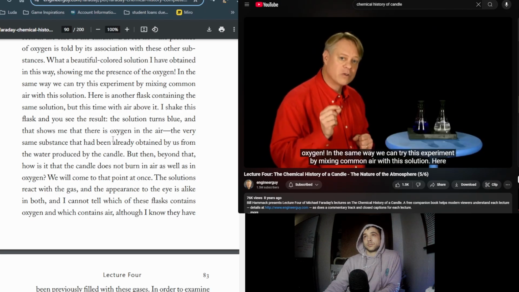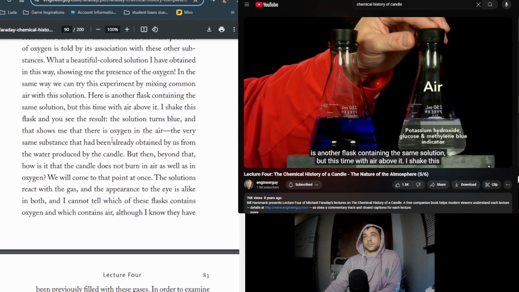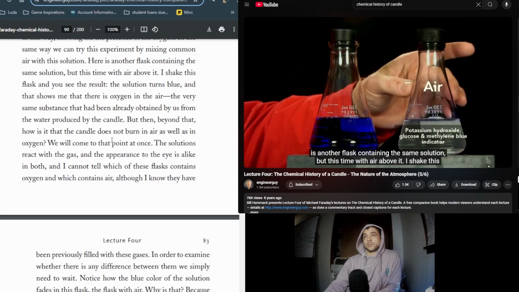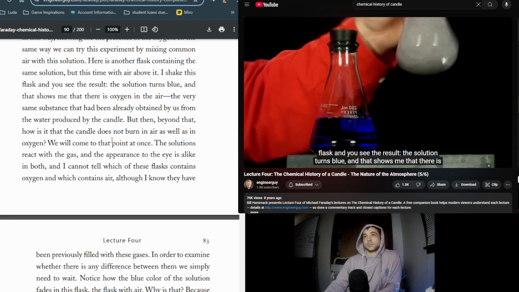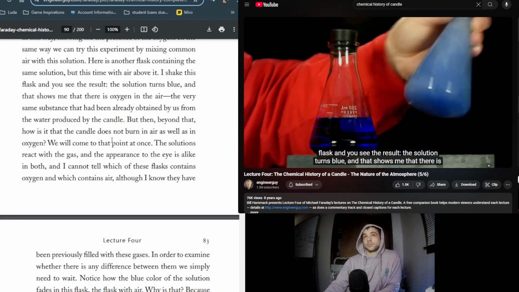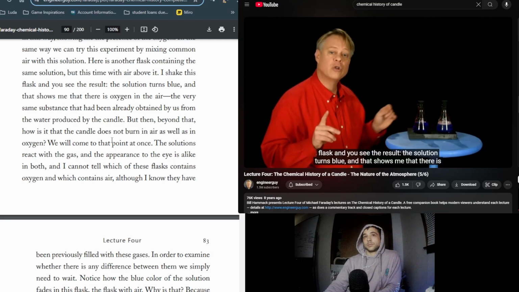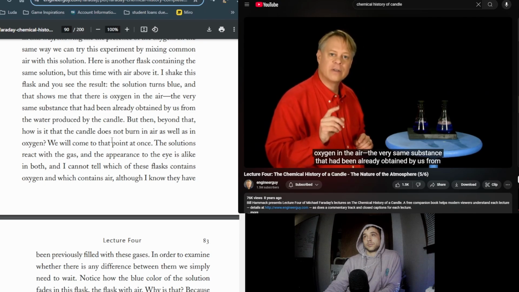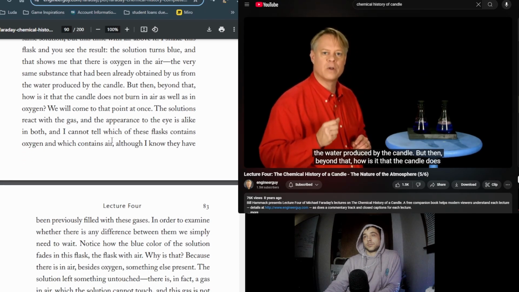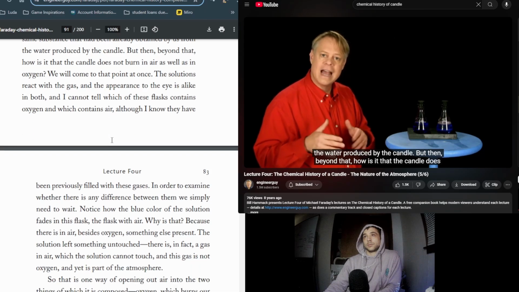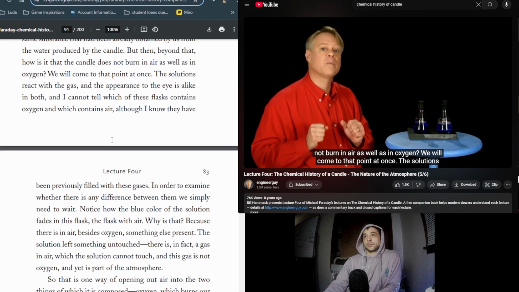In the same way, we can try this experiment by mixing common air with this solution. Here's another flask containing the same solution, but this time with air above it. I shake this flask and you see the result. The solution turns blue, and that shows me that there's oxygen in the air, the very substance that had been already obtained by us from the water produced by the candle. But then, beyond that, how is it that the candle does not burn in air as well as in oxygen? We will come to that point at once.